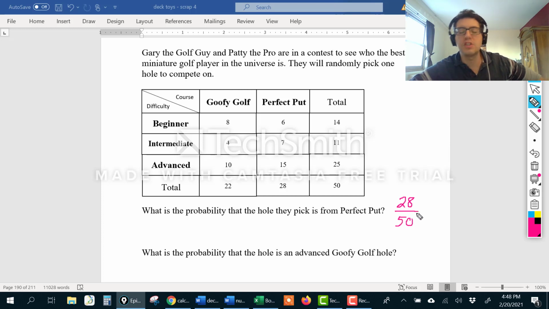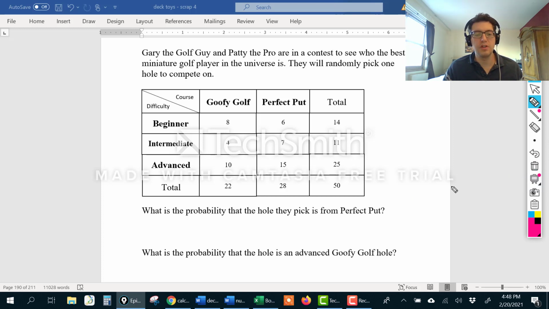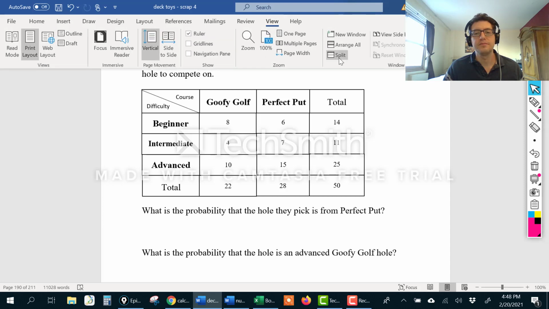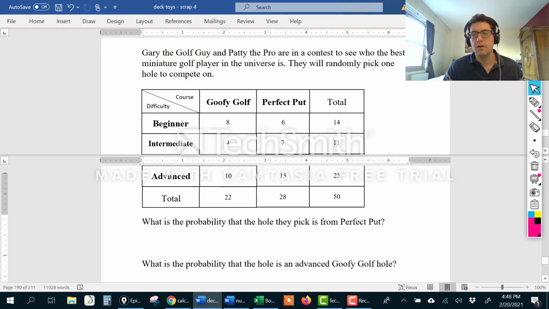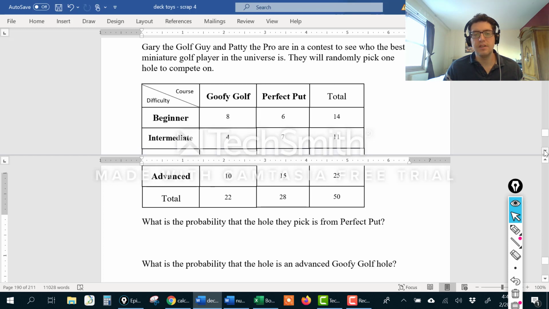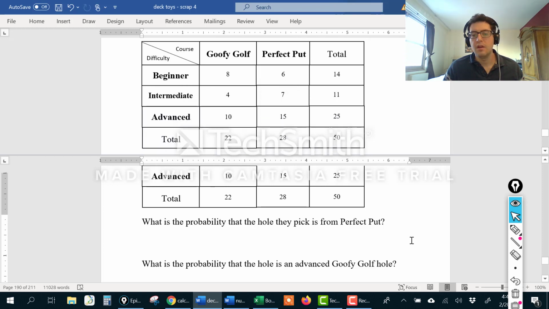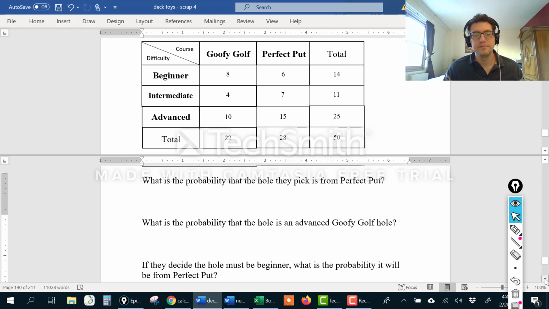Okay, so if we were to just pick a hole at random for these two people to compete on, the probability that we pick a hole from the Perfect Putt golf course is 28 out of 50. Okay? All right, let's move on to the next question. I'm going to split the screen here. I'm going to keep this in the top, and we'll do the questions in the bottom.